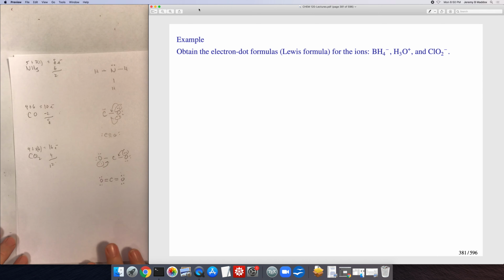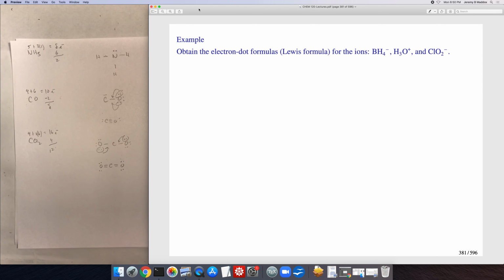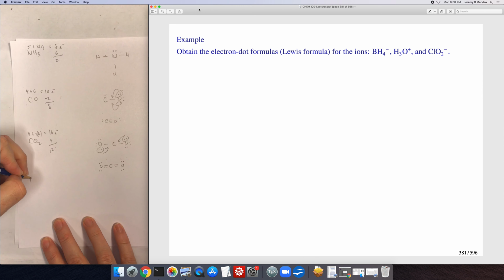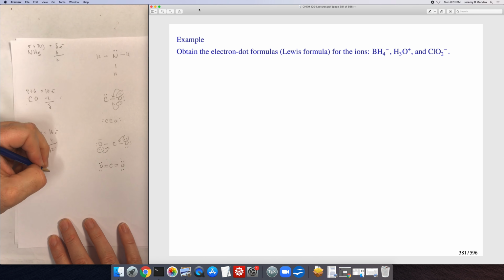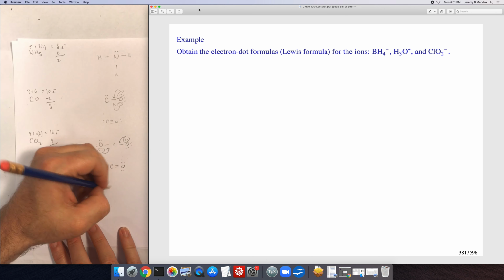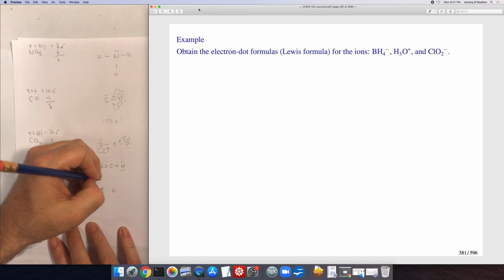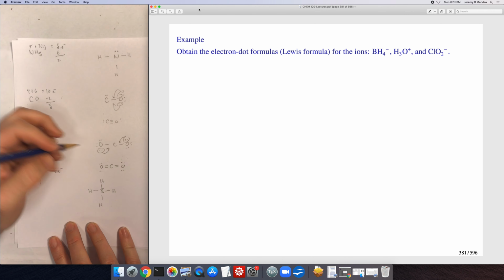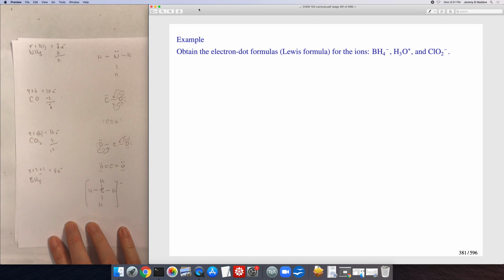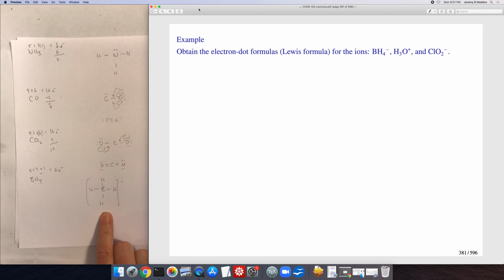Here we have some anions. These are fairly straightforward. So this boron tetrahydride ion, you've got 3 coming from boron, plus 4 coming from the hydrogens, plus 1 because it's an anion, for a total of 8 electrons. Boron goes in the center. The hydrogens are the satellites. You'll notice there's 4 bonds that are formed, which takes care of the 8 electrons. So that's the structure for this guy.